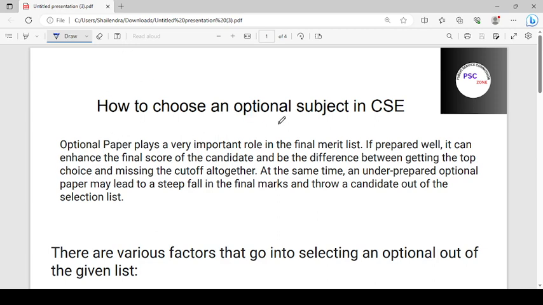How to choose an optional subject in CSE, the civil service exam. The optional paper plays a very important role in the final merit list. If prepared well, it can enhance the final score of the candidate and make the difference between getting the top choice and missing the cutoff altogether. At the same time, an underprepared optional paper may lead to a steep fall in the final marks and throw a candidate out of the selection list.